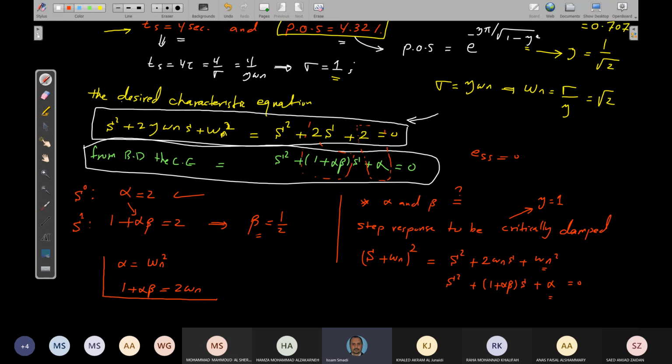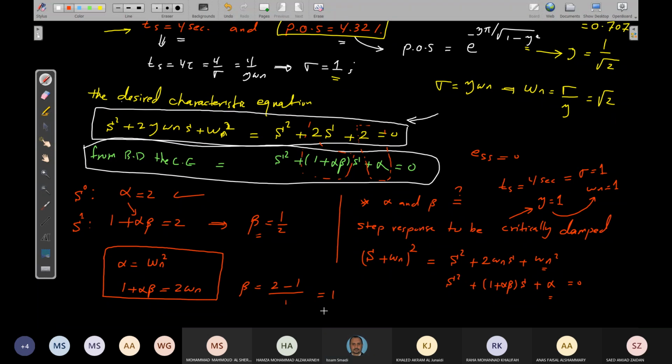So simply here, if I need to find the values accurately, I need to specify another requirement, such as settling time. So if I say that the settling time Ts is equal, let's say, 4 seconds for simplicity, this will give me sigma equal to 1, which means that omega n is equal to 1. Why? Because zeta is equal to 1, and I will end up with alpha equal to 1, and beta will equal 2 minus 1 over 1, which will equal to 1.